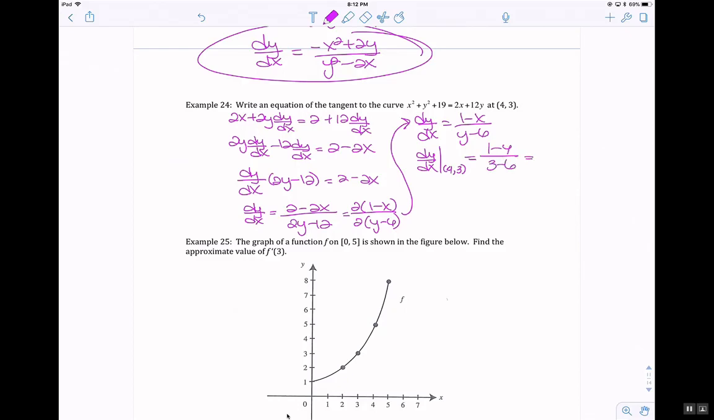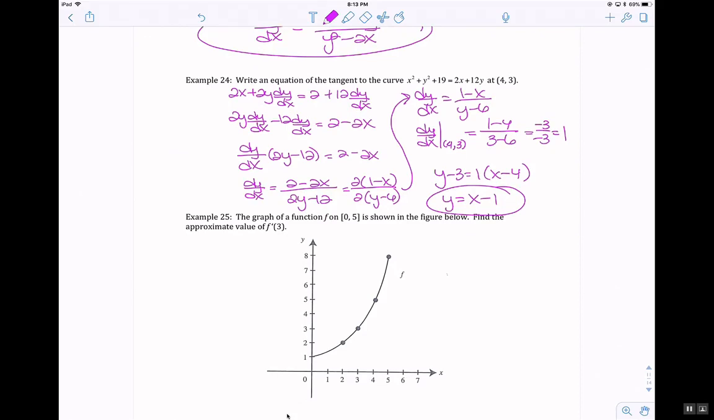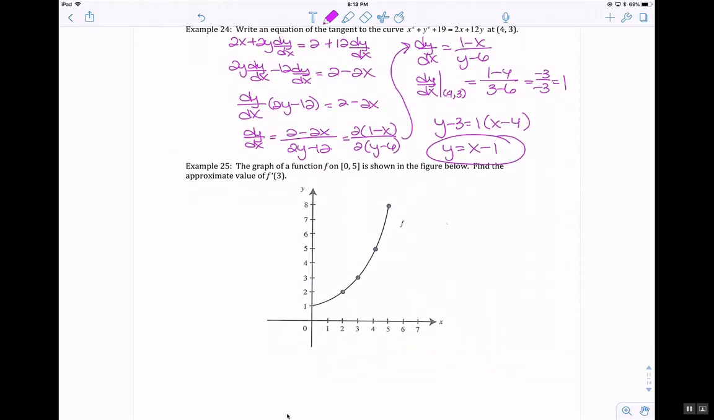I can then plug in my coordinate point of (4, 3). So I get 1 minus 4 and 3 minus 6, which is negative 3 over negative 3, which is 1. So then my equation of my tangent line, y minus 3 is equal to 1 times x minus 4. You could leave it like that. You could distribute, or I'm sorry, move the 3 to the right-hand side, so y is equal to x minus 1.